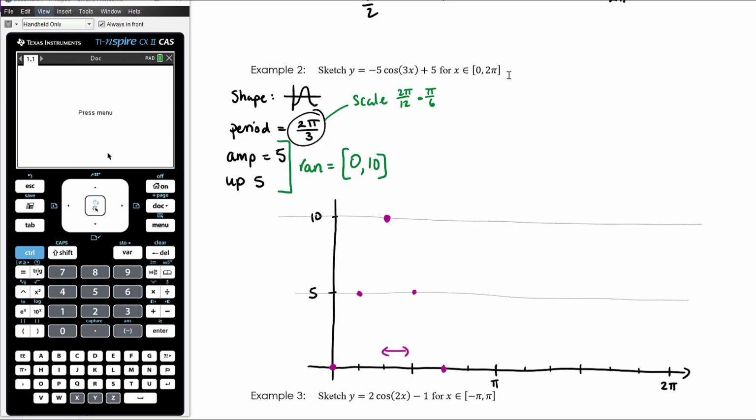Okay. And so now we should be able to follow the pattern. Every time we move across by pi on 6, we get to the next key point. So across by pi on 6, I'm at the middle. Across another pi on 6, I'm at the maximum. Across another pi on 6, I'm at the middle. Across another pi on 6, minimum. So it's the next period. Repeat. And now we've got all the key points that enable us to draw in our graph.